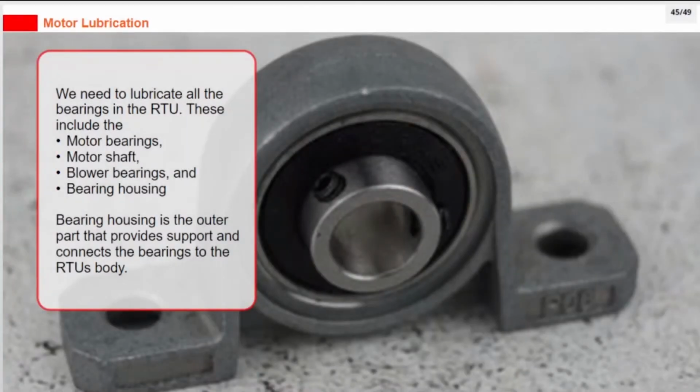We need to lubricate all the bearings in the RTU. These include the motor bearings, motor shaft, blower bearings, and bearing housing. Bearing housing is the outer part that provides support and connects the bearings to the RTU's body.